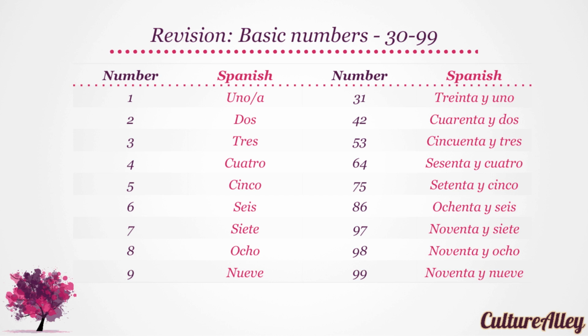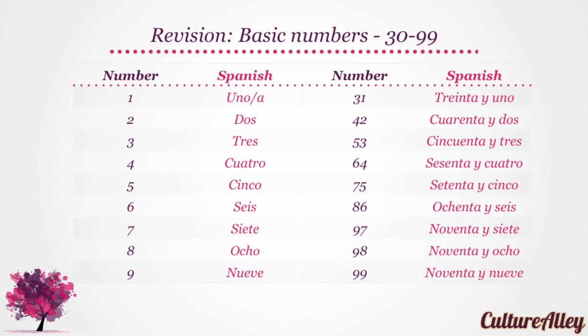3 is tres, and 53 will be cincuenta y tres. 4 will be cuatro, and 64 is sesenta y cuatro. Great! Moving on, 5 is cinco, and 75 will be setenta y cinco. 6 is seis, and 86 is translated as ochenta y seis.